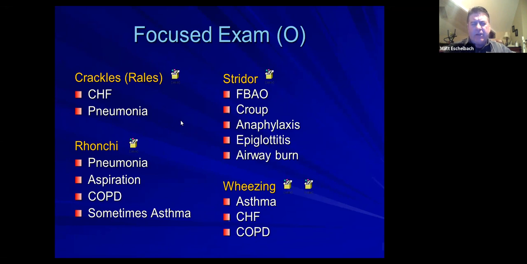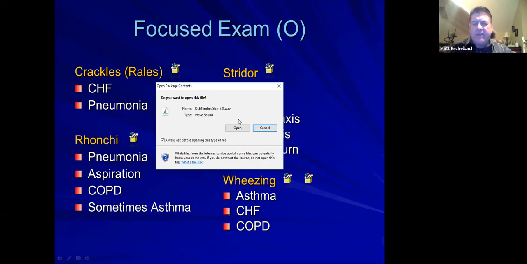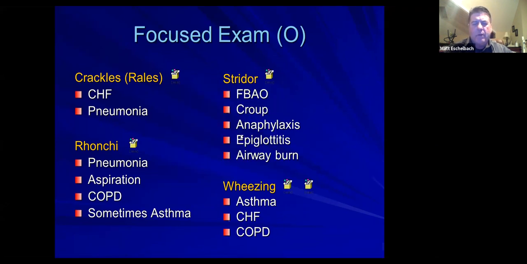You could hear that crunchy, crackling sound. And to distinguish rales from rhonchi, rhonchi are very common in pneumonia, aspiration, or COPD. They have a different sound itself. It's almost a tubular sound.